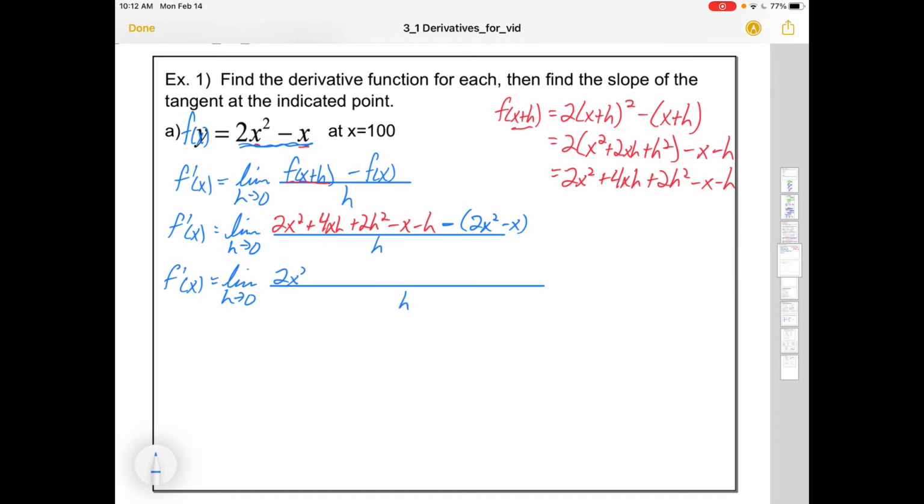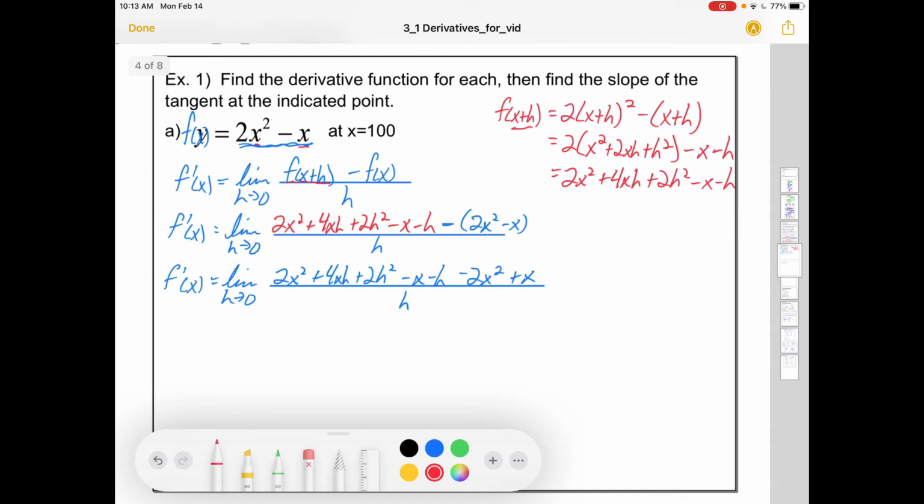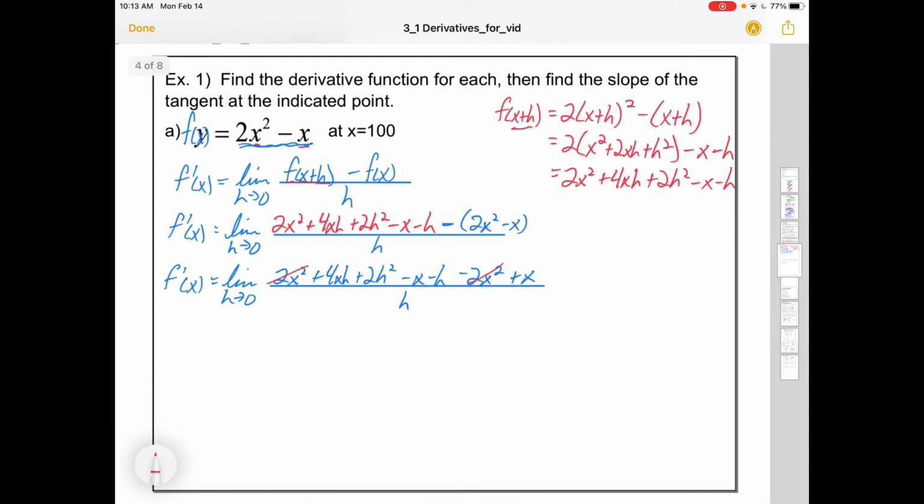So if I get rid of those brackets up top, I'm going to have 2x squared plus 4xh plus 2h squared minus x minus h minus 2x squared plus x. And at that point, there are some terms that add to 0. Those ones are gone, the 2x squareds, and so are the x's. And I'm just going to follow this through and see what the limit gives me. So I've got 4xh plus 2h squared minus h. This is very similar to how we do it if we had f of a plus h. We're just going to stay in that x variable.